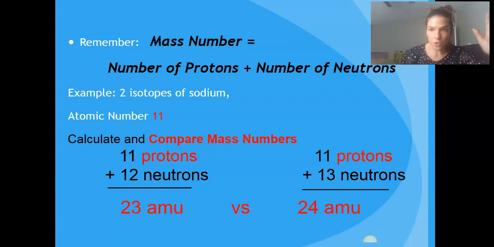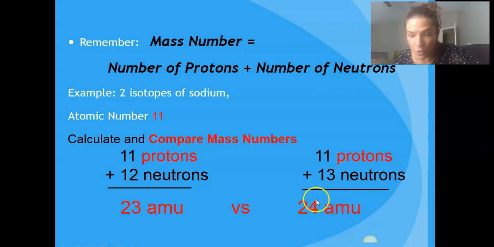So let's think of those two sodium isotopes that we were just looking at. They both have the atomic number of 11. When we calculate and compare their mass numbers, because one has 12 neutrons and the other has 13 neutrons, they have a different mass number. The very first example has 23 AMU because you have 11 protons and 12 neutrons. Each proton and neutron has a mass of 1 AMU. So in total, it has 23 AMU. And this one over here, because we have one more neutron, is going to have a mass number of 24 AMU.